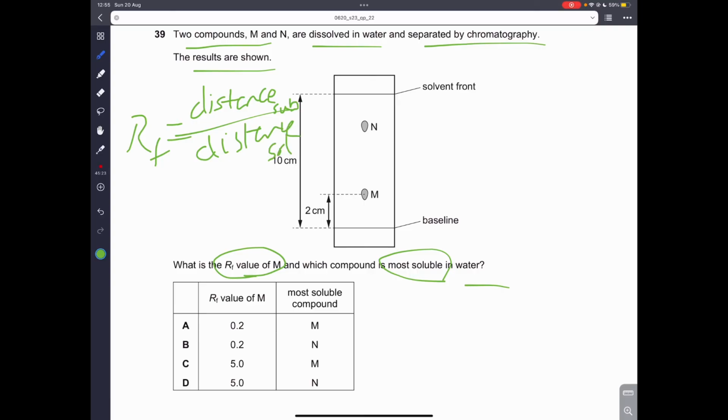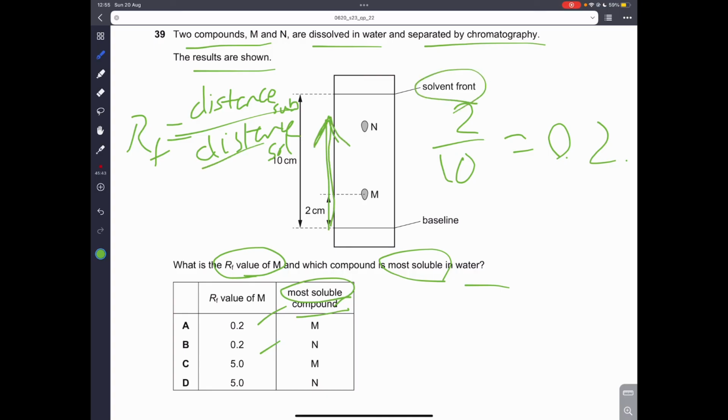So we have to basically just divide it. So we have to know the Rf value of M, which is 2 divided by 10. It is equal to 0.2. The Rf value of M is 0.2. The most soluble compound will always go further out of the sheet, so it will be closer to the solvent front, or the distance that the solvent traveled. It will travel further in the sheet because it is more soluble.